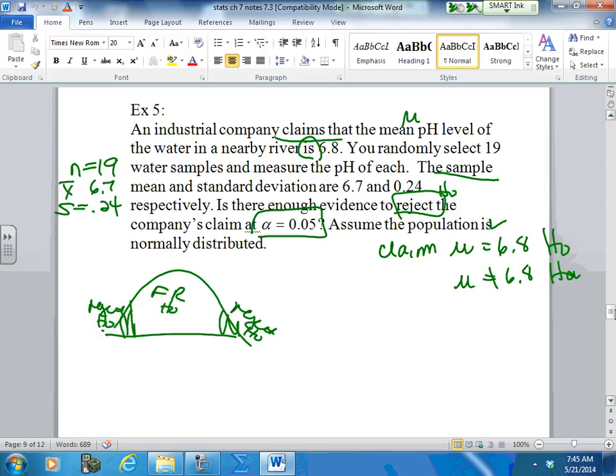Now they're telling us to assume your population is normally distributed because you have a small sample. When it's greater than or equal to 30, it automatically is normally distributed. But if it's less than, they have to tell us that. Because if you remember your flow chart, if it's not normally distributed, you just kind of stop. So we have no hypothesis to test if we had to stop. So they have to tell us this along the way.